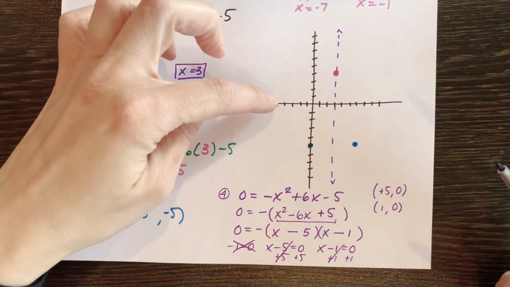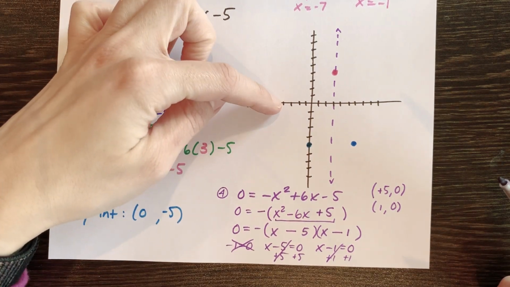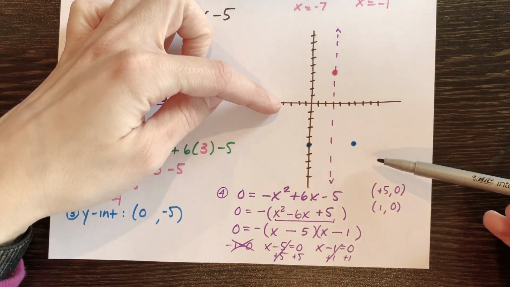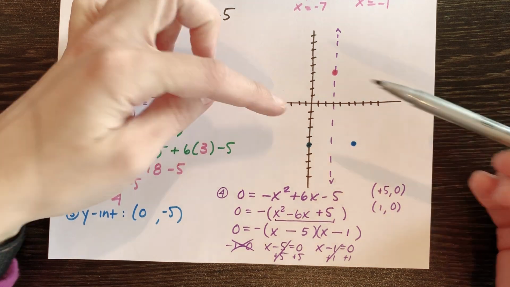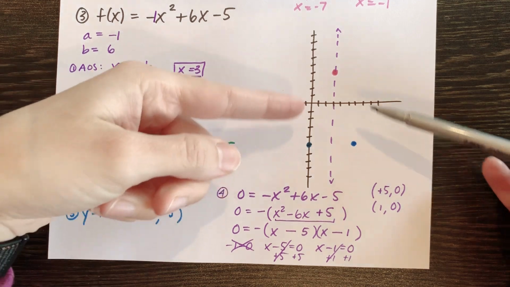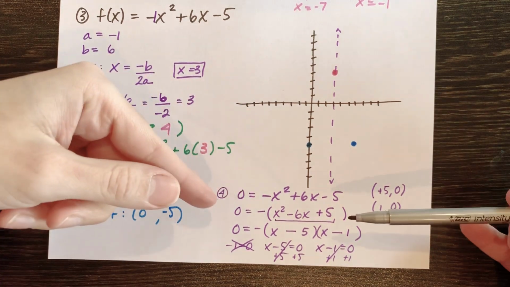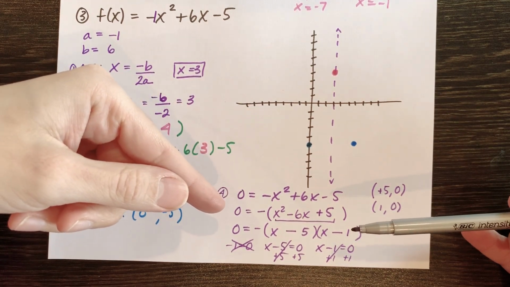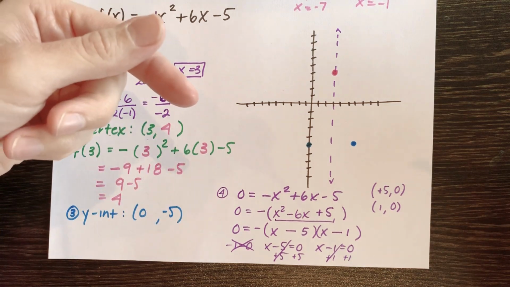So I want you to think about that. If I had an x-intercept over here, how in the world is that a parabola? Like, what is going on, right? So you should have a general sense of what the parabola should look like before you even factor. This is where students make mistakes, is in the factoring. So use that to your advantage.